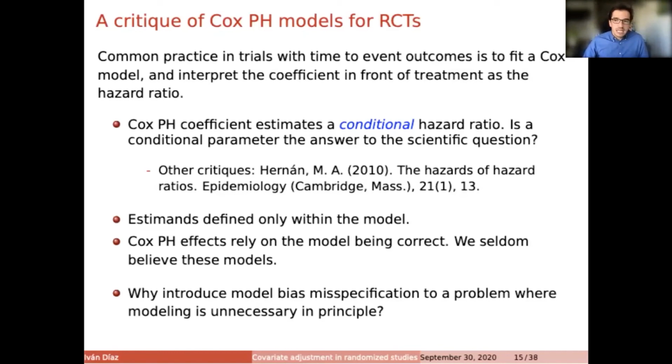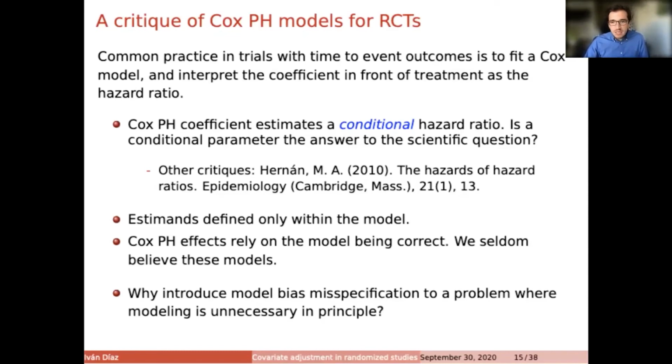So the natural question that comes up is, why should we, in a randomized trial, introduce all these issues of model misspecification bias or of interpretability of the estimates, where this modeling is unnecessary in principle, when we could just have used the Kaplan-Meier estimator and gotten an effect estimate that relies on no assumptions? A lot has been written about this, but I wanted to bring it up because even though there has been progress in covariate adjustment for randomized trials, it is still very common that people in their statistical analysis plans propose to use a Cox-PH model for analysis, and I think that is very problematic for these reasons and others.